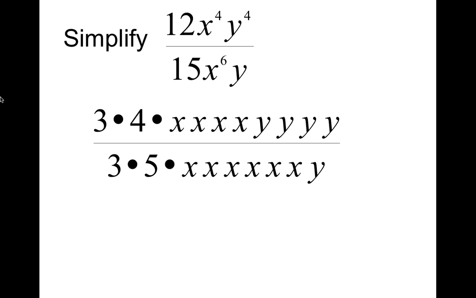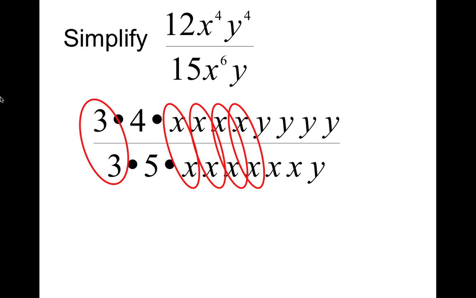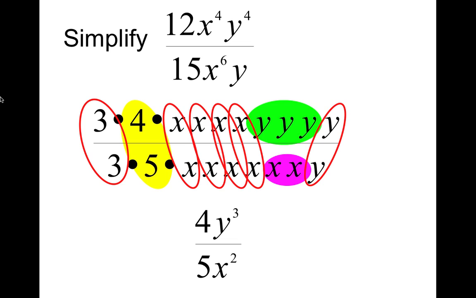So one way we can tackle this is to expand the whole thing out, look for all the 1's that don't change the value. We can write 12 as 3 times 4 and 15 as 3 times 5. Those have a common factor. 3 divided by 3 is 1. There are 4 sets of 1's that are made by x over x, and then there's 1 set of 1's that's made by y over y. So what's left over is 4 fifths, 12 fifteenths reduces to 4 fifths, 3 y's on the top, and 2 x's on the bottom, giving us our answer.